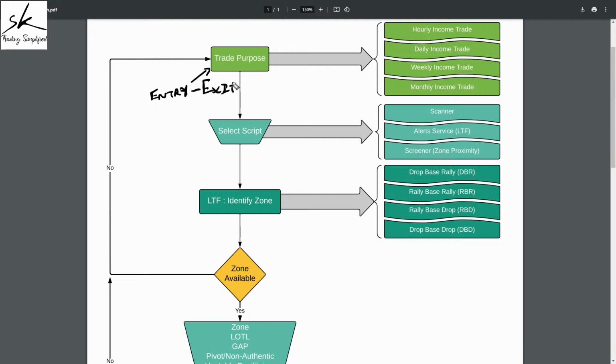Now, when I'm talking about the exit here, the exit can be the target, the exit can be break even, the exit can be the trailing stop loss, the exit can also be the stop loss, any kind of exit. So now the question is, why are we starting with the trade purpose as our step number one?